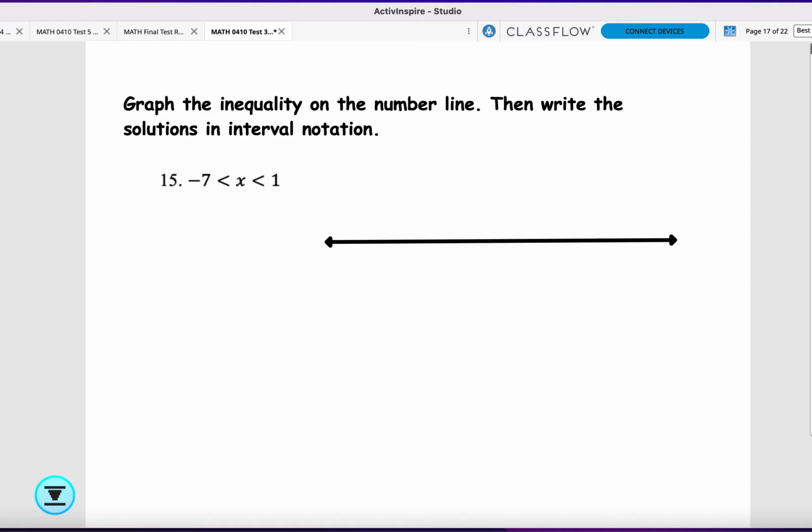All right, we're almost done, guys. So 15, finish strong. So negative 7 less than x less than 1. So we want two numbers. We have negative 7 and we have positive 1.